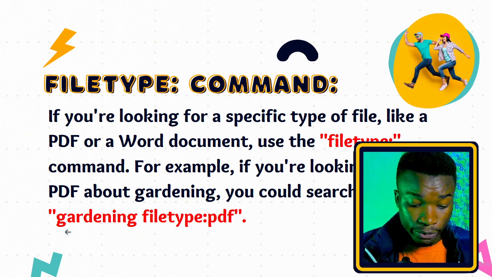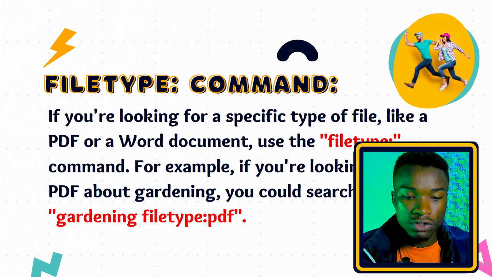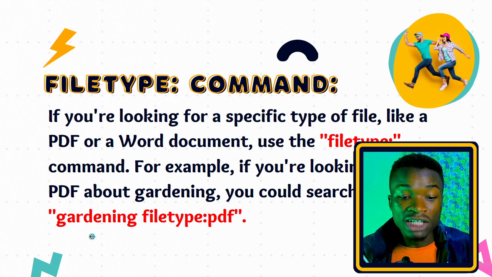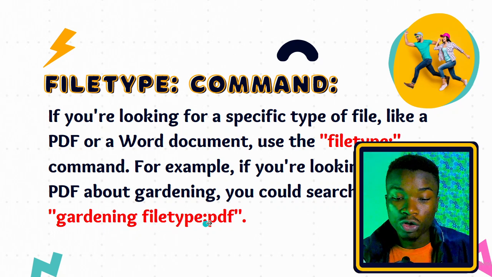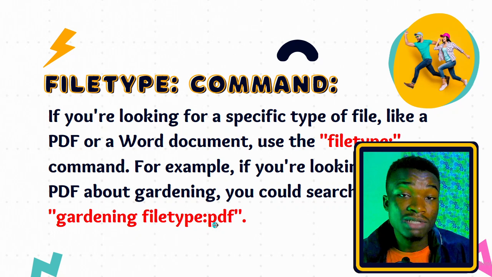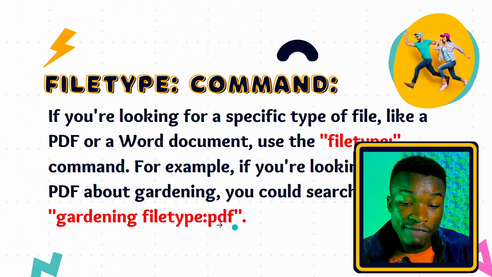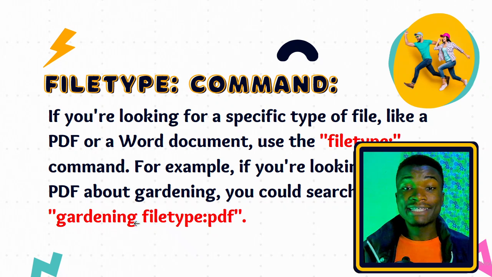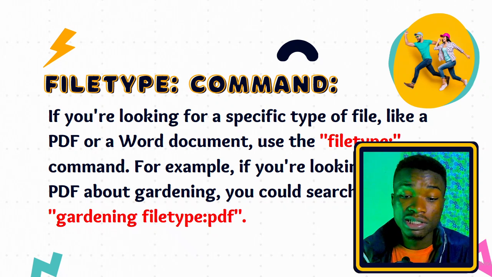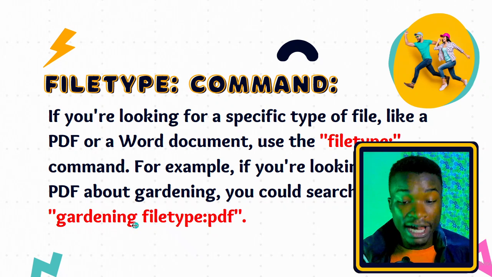If you want to download a PDF document about entrepreneurship, you can just write entrepreneurship for beginners, then you write filetype colon, then you put PDF. If you want a doc, or anything else, you just change the file type here. If you want images, you can put PNG here, and Google or any search engine is going to show you results based on the file type that you have searched for.